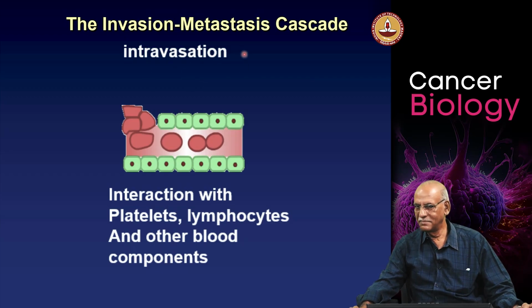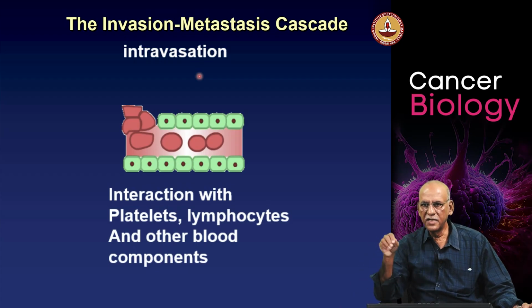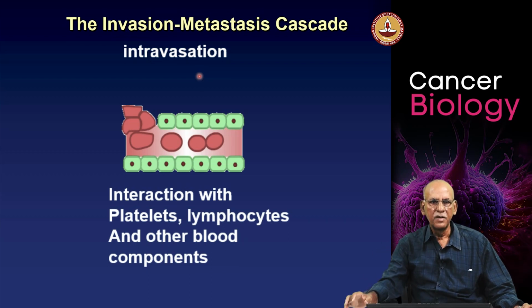Vasation, vessel, it all refers to blood vessel. So, it is called intravasation; intra means inside. So, getting inside the blood vessel is called intravasation, it is very simple. Getting outside is called extravasation. So, once it enters, it pierces the cells.